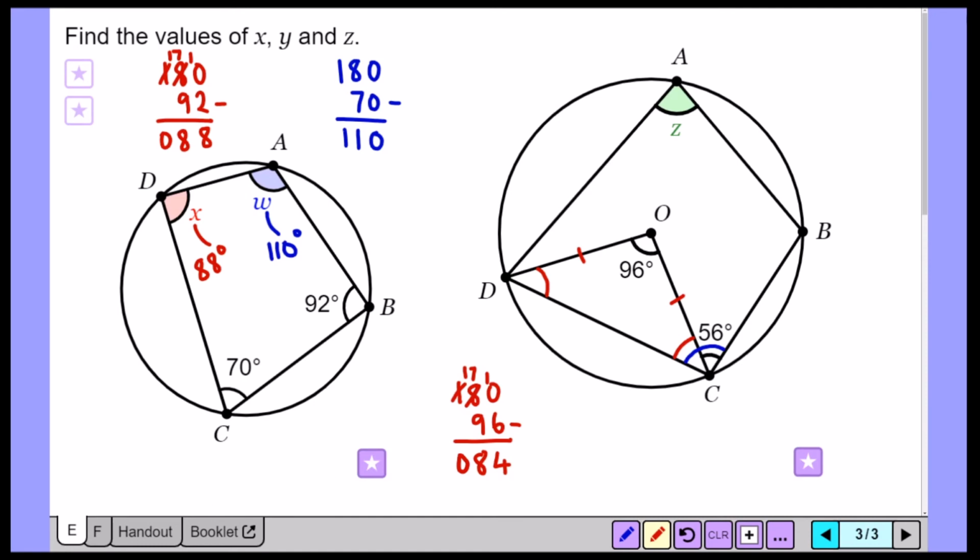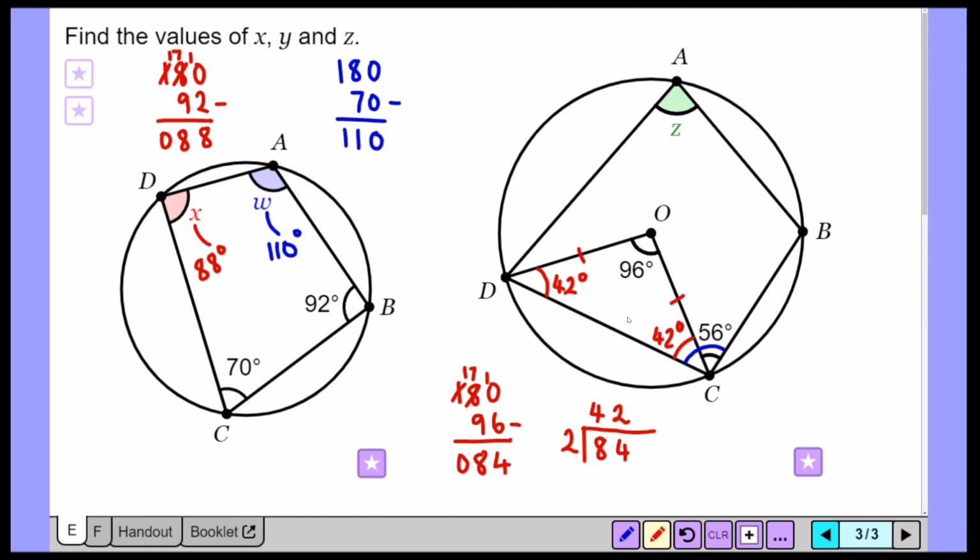Because I know both of these angles are equal, I then want to divide 84 degrees by 2. I can use a bus stop to help me do this if I'm unsure. That means 8 divided by 2, which is 4, and 4 divided by 2, which is 2. So both of my red angles are 42 degrees.